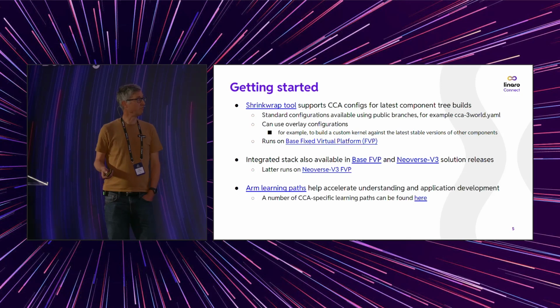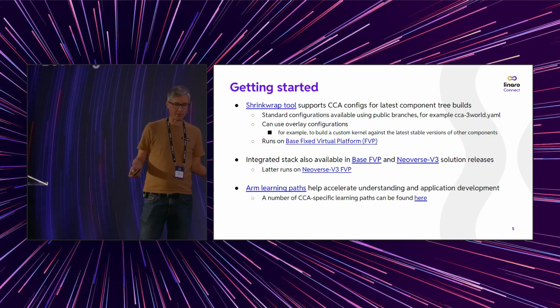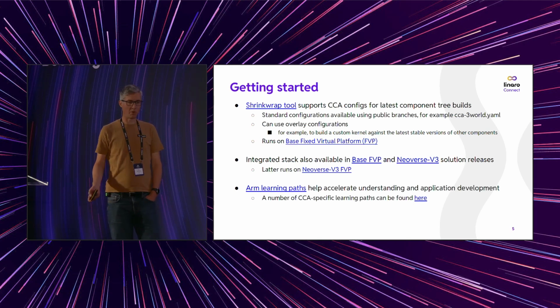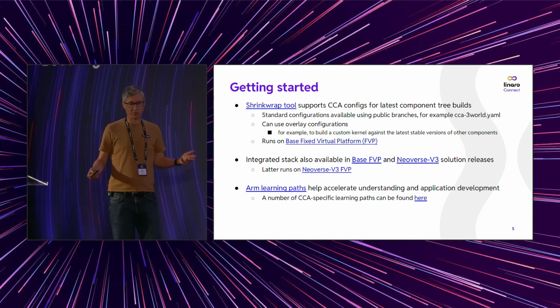So how do you get it? If you're deep into the development of the code, then shrinkwrap is probably the best tool to use to get things working. You'll be able to get the latest versions of everything that all work out of the box. And it also allows you to define overlay configurations to get more dedicated, specific stacks. For example, the last stable versions of various components, and then the tip of one of the components that you care about. That runs on Arm's base fixed virtual platforms, and there are also integrated stack releases for that base FVP and our Neoverse V3 solution releases.